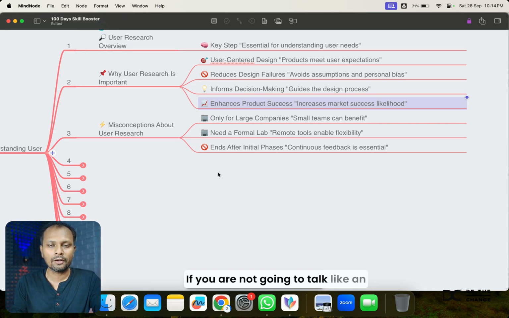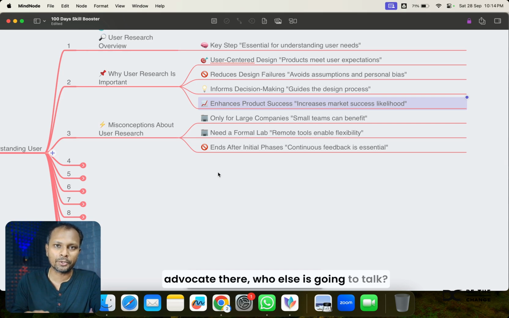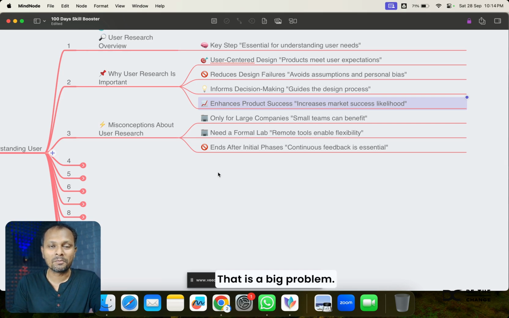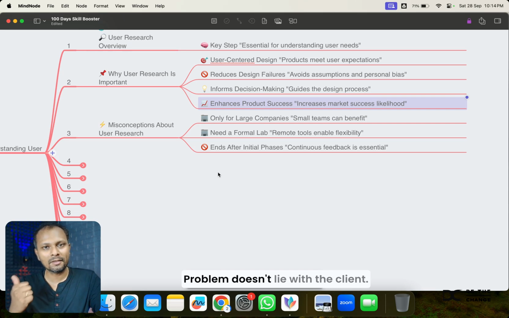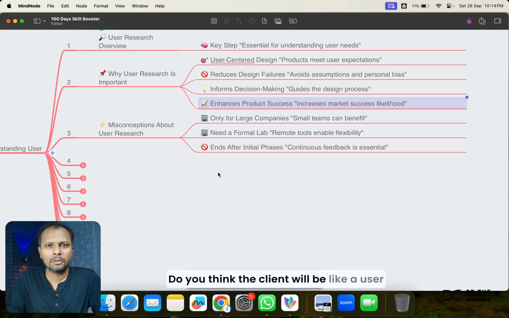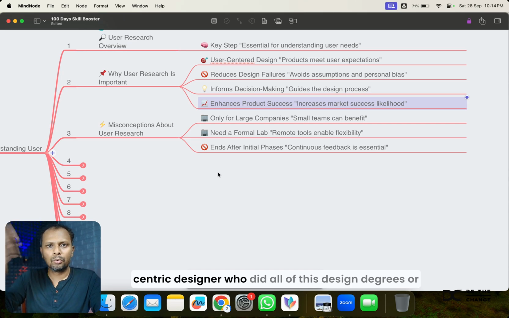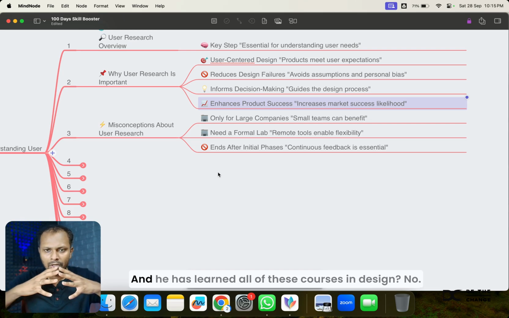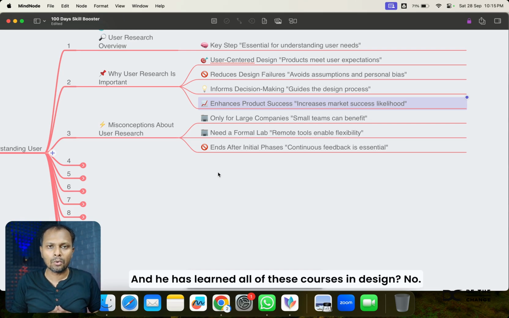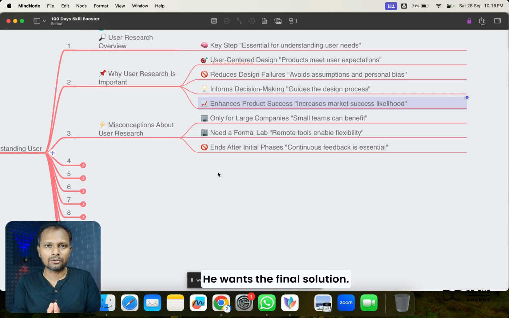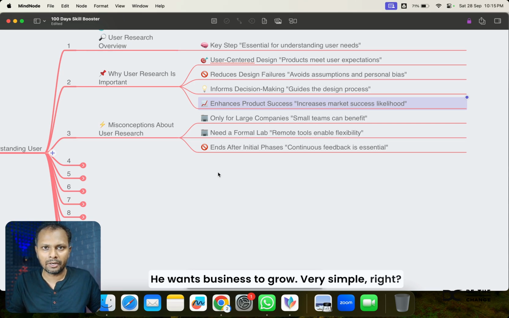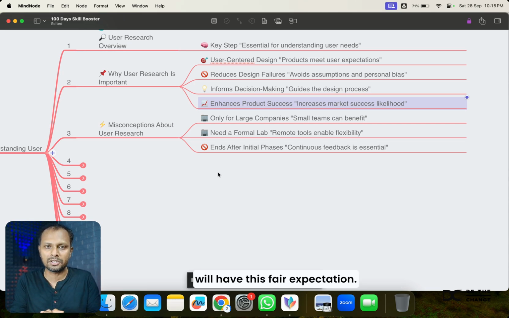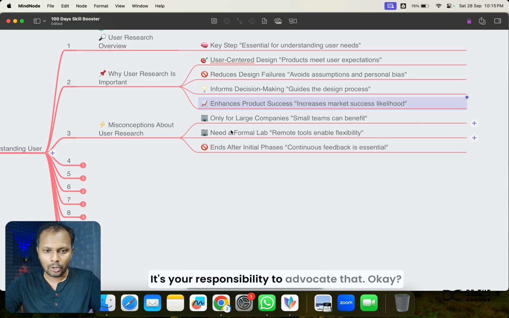If you are not going to talk like an advocate there, who else is going to talk? That is a big problem. The problem lies with us. The problem doesn't lie with the client. Do you think the client will be like a user-centric designer who did all of these design degrees, or watched the so-called super YouTube videos and learned all of these design courses? No. He wants a final solution. He wants customers to like it. He wants the business to grow. Very simple, right? Anybody who has a business will have this fair expectation. It's your responsibility to advocate that.